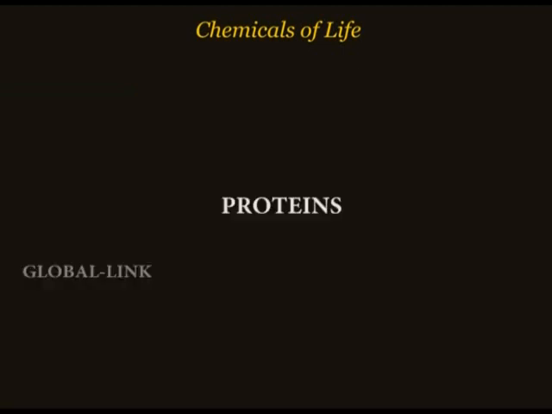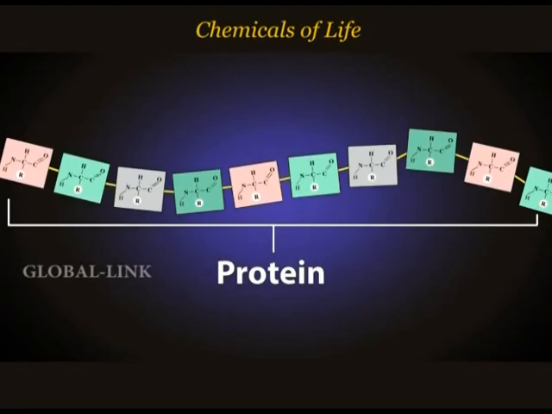The last biomolecules we look at are the proteins. Proteins, like carbohydrates and lipids, are compounds of carbon, hydrogen, and oxygen. However, unlike carbohydrates and lipids, proteins also contain nitrogen and sometimes phosphorus or sulfur, or both. Proteins are made up of long chains of amino acids.